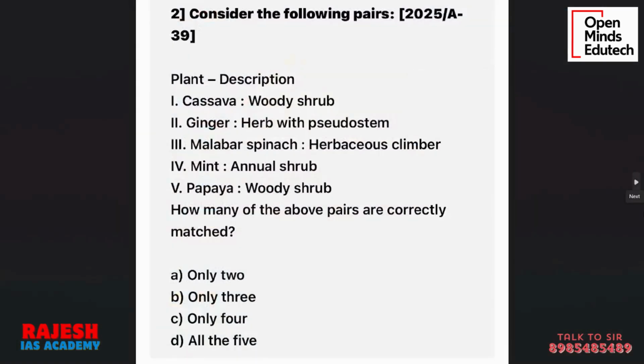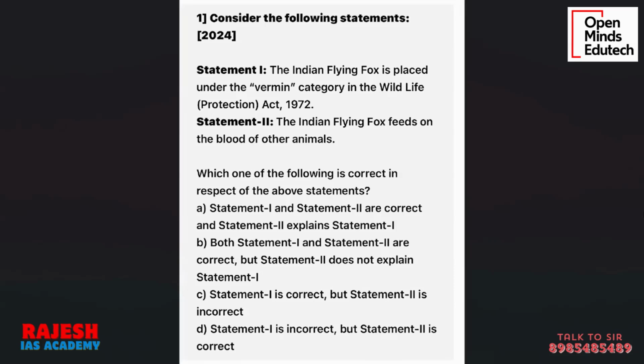As you can see here, this is a question on the nature of shrubs, various plants and their nature, whether it is a shrub or a herb. Then there is a question on the Indian flying fox, and whether it is declared as vermin or not under the Wildlife Protection Act. So this is a question about the Wildlife Protection Act and the status of an animal, and the nature of the animal, what its feeding habit is. You can see it says the Indian flying fox feeds on blood of other animals.